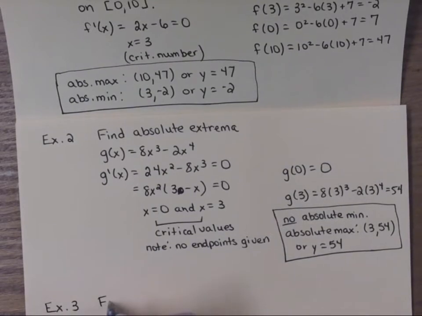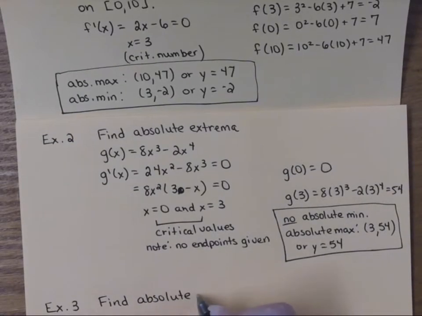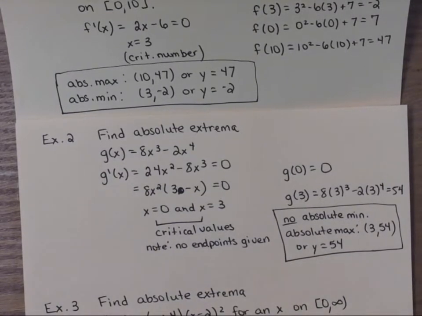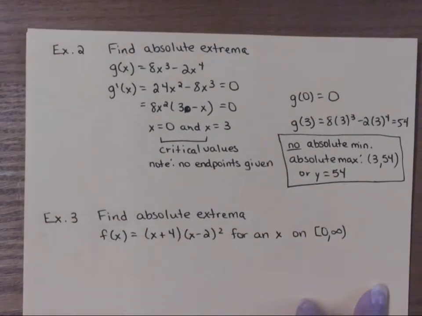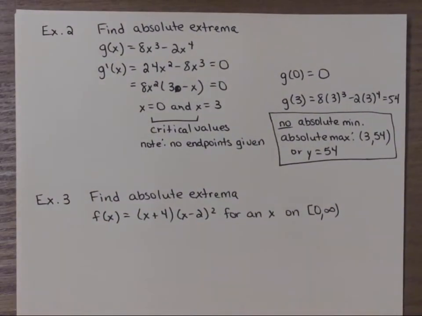Okay, so let's look at another one. Find the absolute extrema for f of x equals x plus 4 times x minus 2 squared for any x on the interval from 0 to infinity. Move that up, sorry about that. So the first thing is we're going to have to use product rule.